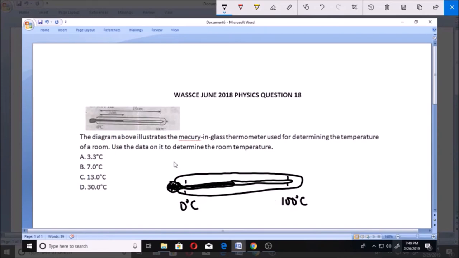Now, from this 0 degrees to the point where you have the mercury level, we have 3 cm. Very, very important. 3 cm. Whereas from this point of 0 to the 100 degrees Celsius side, we have 10 cm. So it's telling us that the total length of this mercury tube inside is actually 10 cm. But the level of the mercury here is 3. So what is the room temperature?